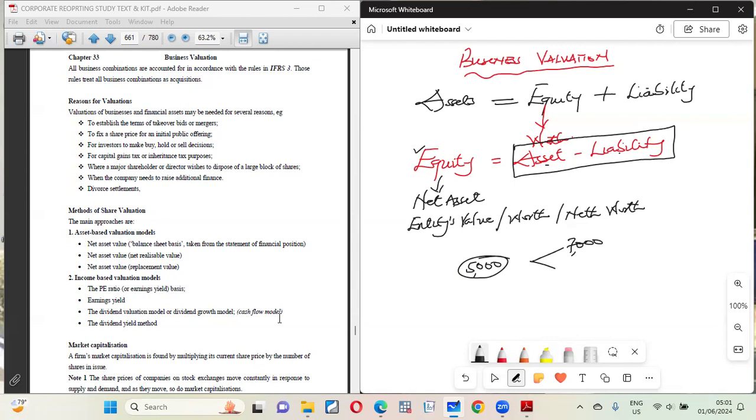So we use the valuation to set the terms of a takeover, merger or acquisition. We use it to determine the minimum price for negotiation. That is what happens, all right? And also to fix a share price for an initial public offer. An initial public offer simply means that you are going to the stock exchange market for the very first time. So in that case, because you want to fix the share price at the market, you value your business.